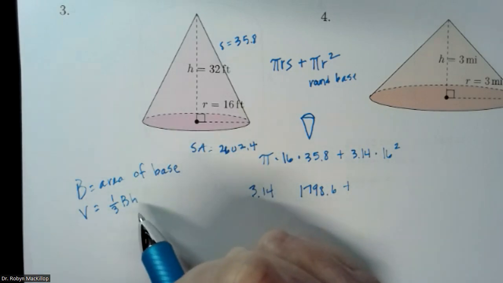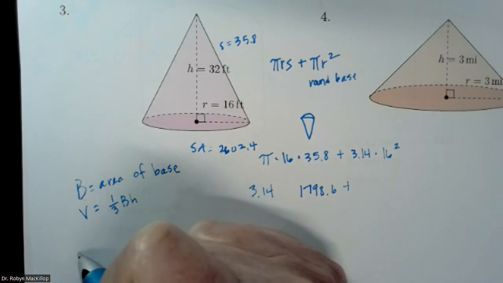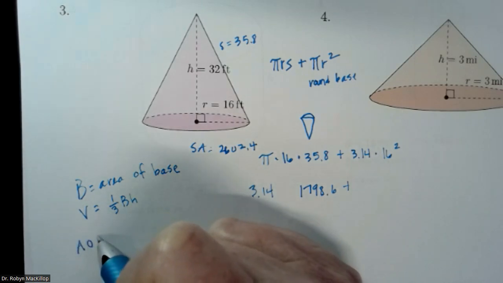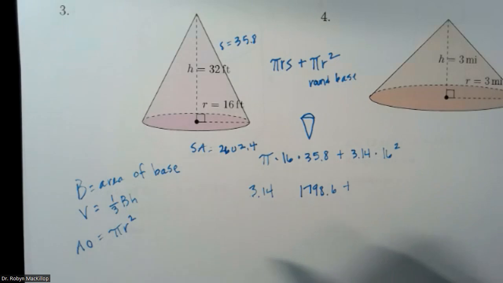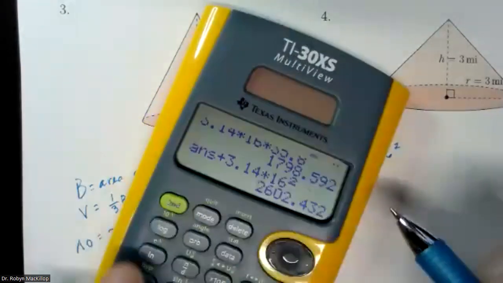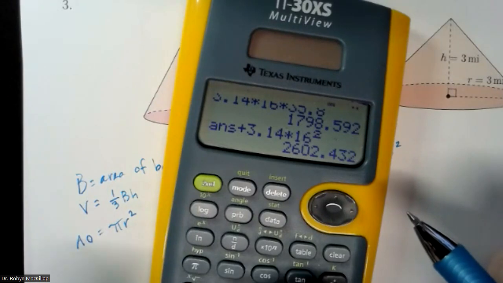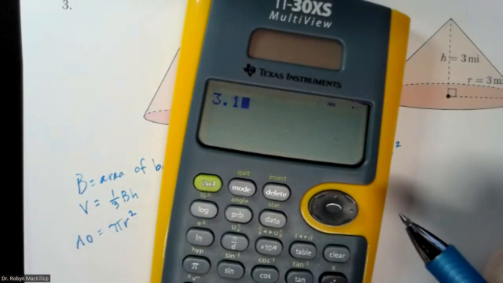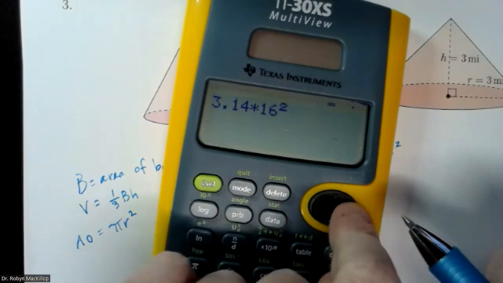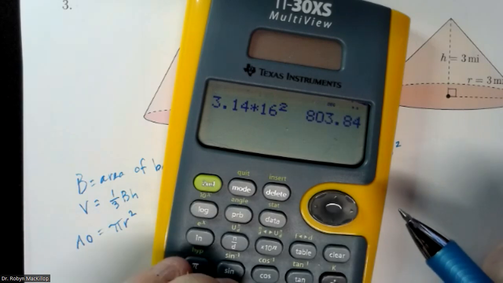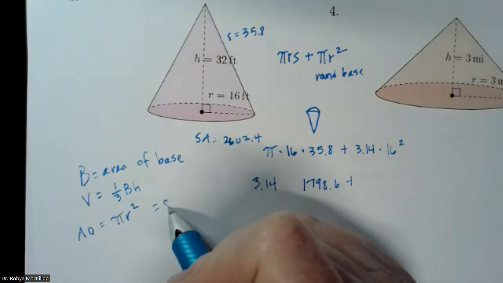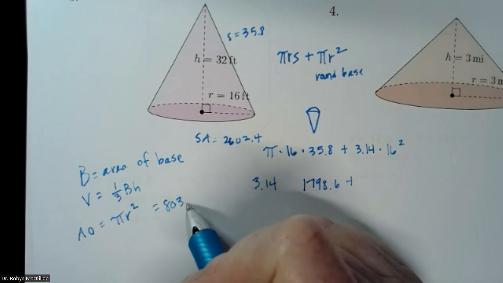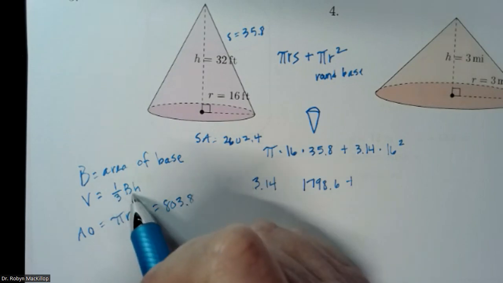So now we're going to find the area of that circle, and the area of a circle is pi times radius squared. It's not a hard calculation. It's just a lot to do, so it's kind of annoying. So 3.14 times the radius squared is 803.8. That's our big B.